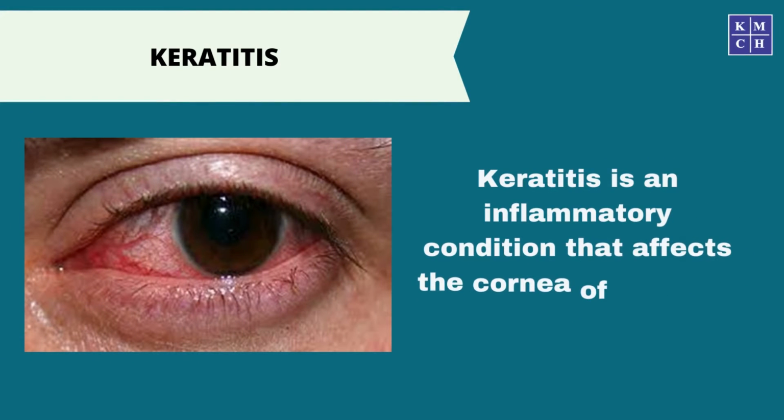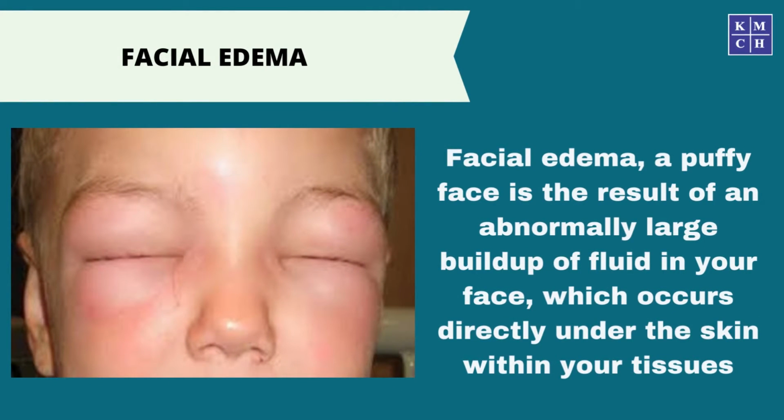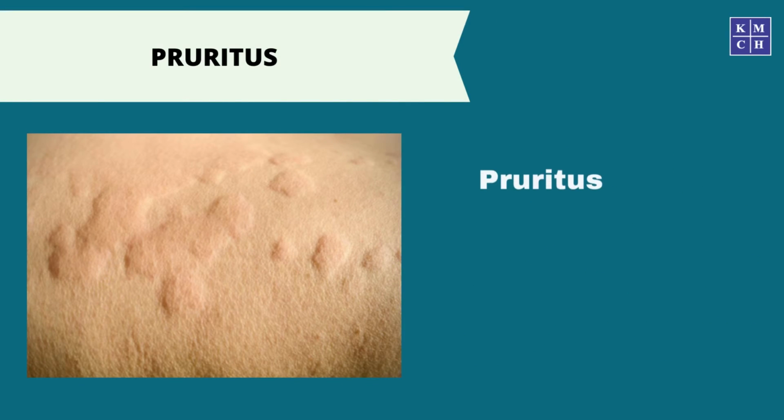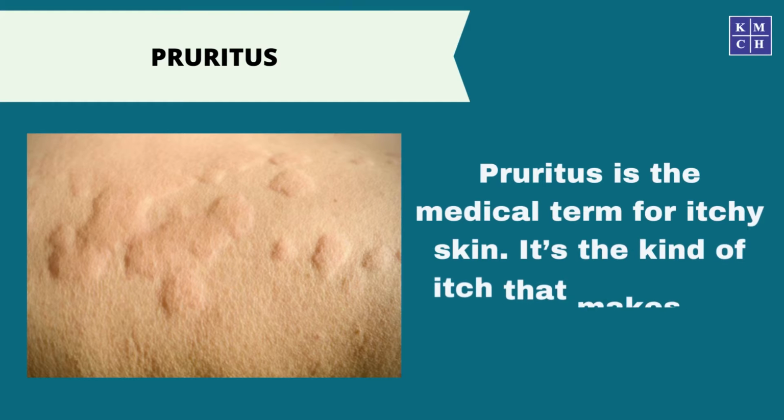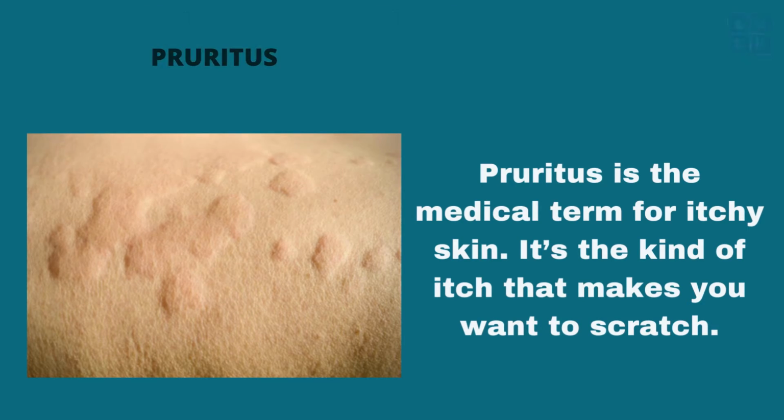As we can see here, the next one is keratitis. It is commonly known as corneal inflammation because the clear tissue on the front of the eye, that is cornea, is affected. Facial edema is puffiness caused by inflammation of facial tissue. The last one is pruritus. It's an uncomfortable, irritating sensation that creates an urge to scratch any part of the body.